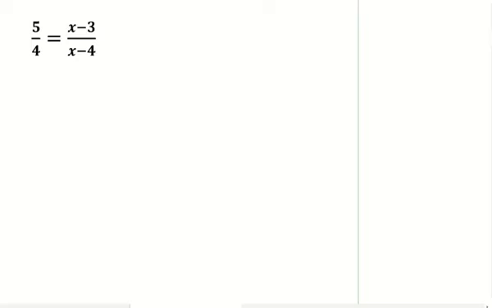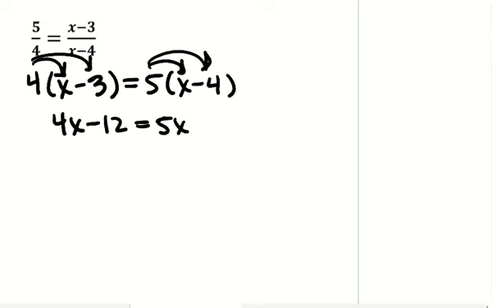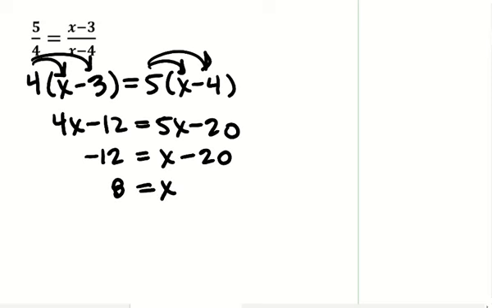No judgment. But what I'm going to do is I'm going to say that 4 times x minus 3 is equal to 5 times x minus 4. Then I'm going to distribute. I've got 4x minus 12 is equal to 5x minus 20. And then maybe I'll subtract 4x from both sides, and I'll add 20 to both sides. So 20 minus 12 is looking like 8 equals x. So this is really something we can do.